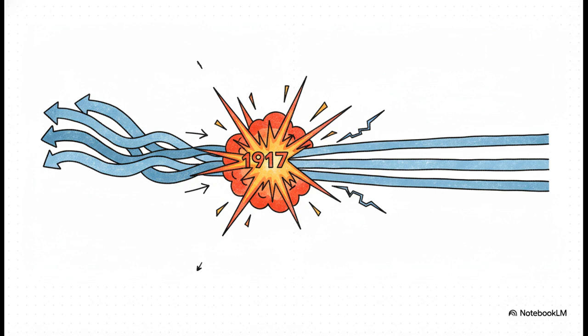But that all changed because of one single event, the Russian Revolution of 1917. That moment didn't just reshape the world, it completely shattered the socialist movement, creating these sharp, often hostile battle lines. And we are definitely going to explore that huge moment a little later.